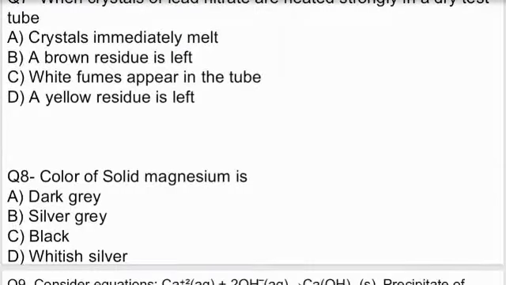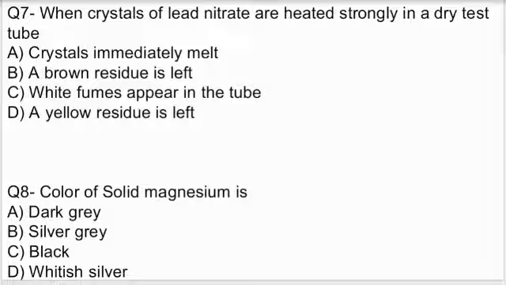The next question. When crystals of lead nitrate are heated strongly in a dry test tube, the options are crystals immediately melt, a brown residue is left, white fumes appear in the tube, and the last option, a yellow residue is left. The correct option is a brown residue is left.